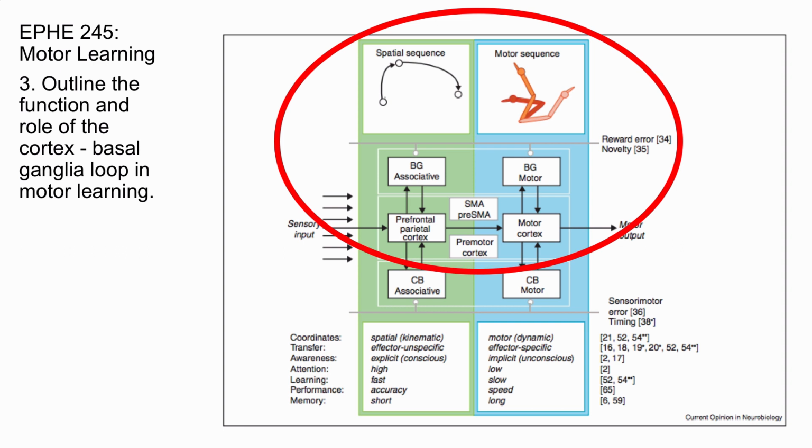And the basal ganglia has associative areas, which are more tied to the spatial sequence, and motor areas, which are more tied to the motor sequence. Where this is important and what distinguishes this loop is this is learning that is driven by reward prediction errors, the very things that we've been talking about throughout this course. It also seems to be sensitive to novelty in the early stages of learning.